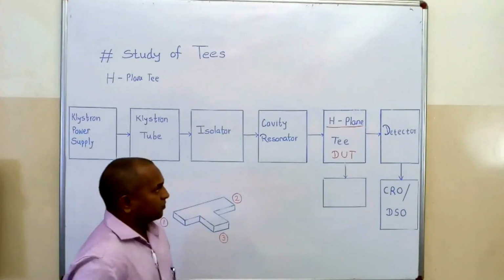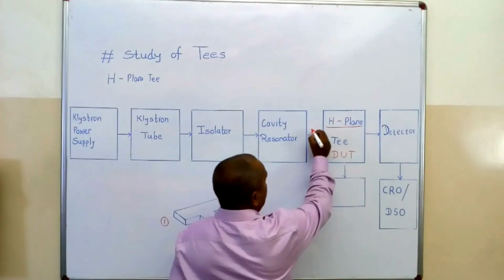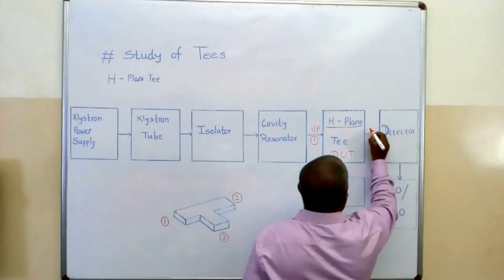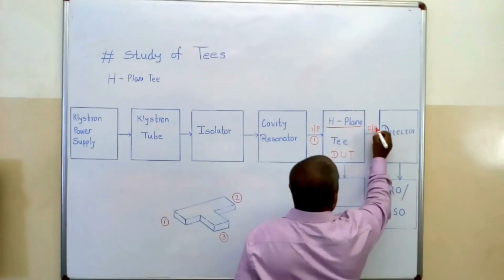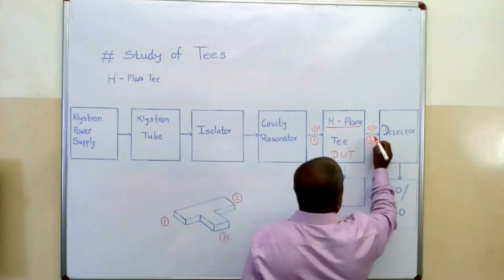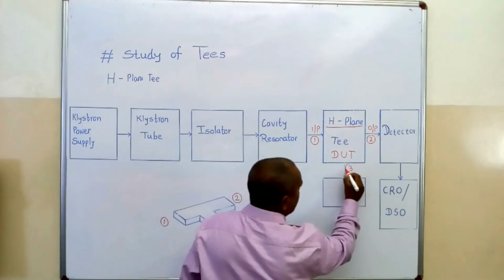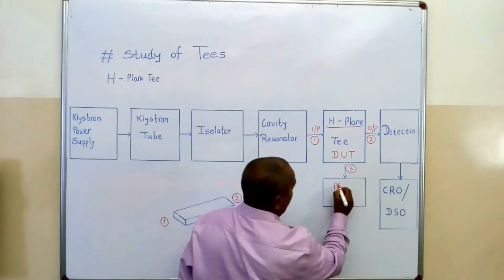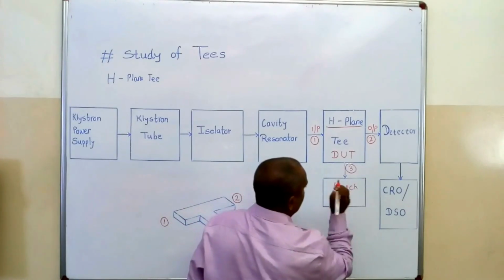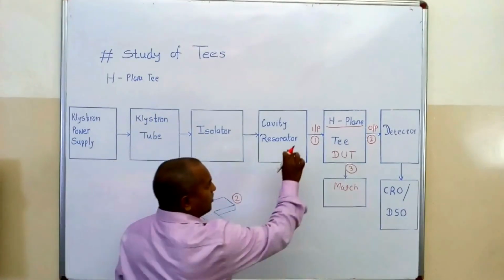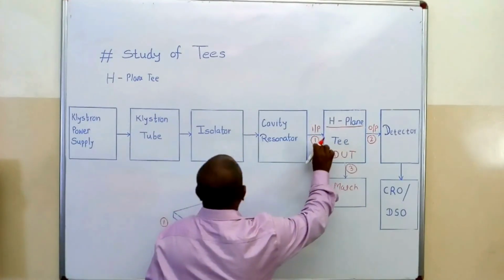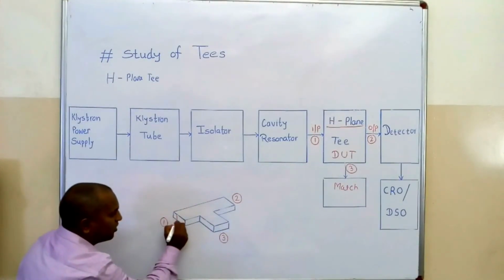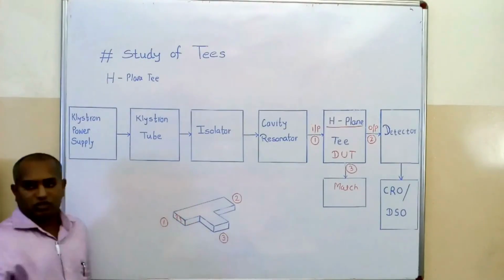Look here, if we apply the input to port number 1 and take the output from port number 2, then at the third port, which is the H-arm, we will apply the matched termination. When we apply the input to port number 1 through this source, the direction of the electric field is this direction.